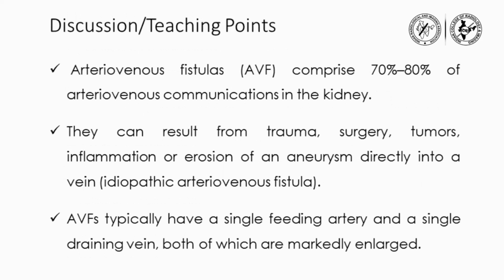Arteriovenous fistulas comprise 70 to 80% of arteriovenous communications in the kidney. They can result from trauma, surgery, tumors, inflammation, or erosion of an aneurysm directly into vein. AVFs typically have a single feeding artery and a single draining vein, both of which are markedly enlarged.